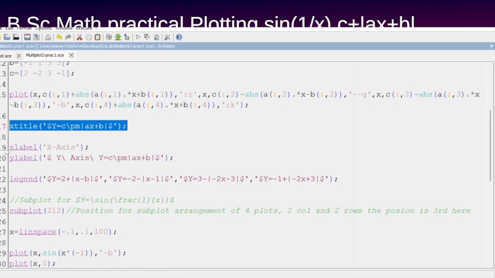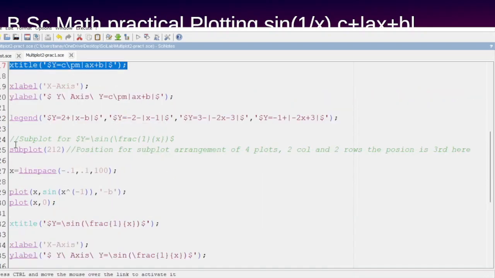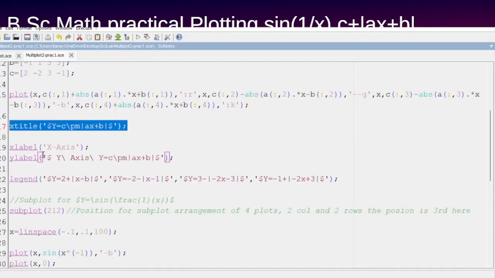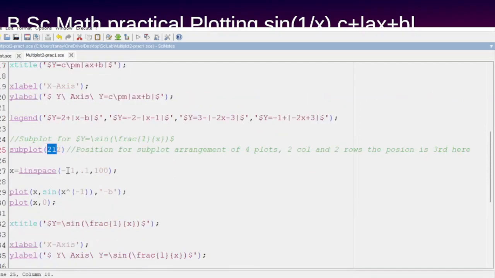Okay, similarly I put x label and y label and legend, how we put the legend in a multiplot. The same thing we used here. Next we want a subplot y is equal to sine 1 upon x. Okay, now its position is what? This position. Here you see 2 1. Here I had written 2 2. I deliberately write it as 2 1. Okay, what does it mean?